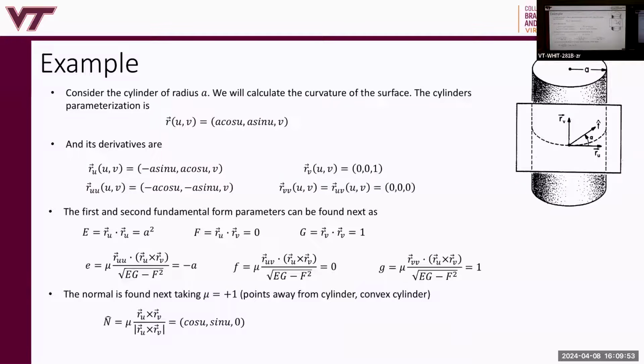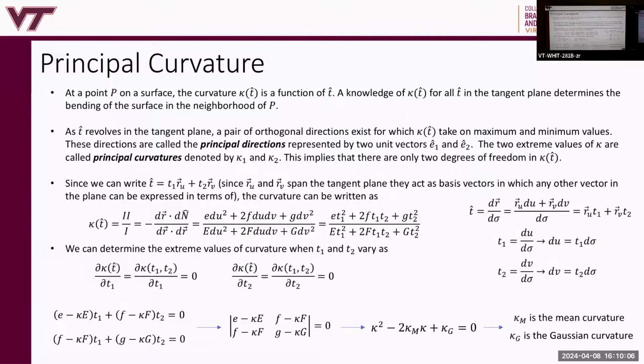Because if we're pointed along RV, the curvature is 0. The surface is flat in that direction. All right? So the curvature depends on the tangent vector, and a knowledge of kappa of T hat for all T hat in the tangent plane determines the bending of the surface in the neighborhood of P.